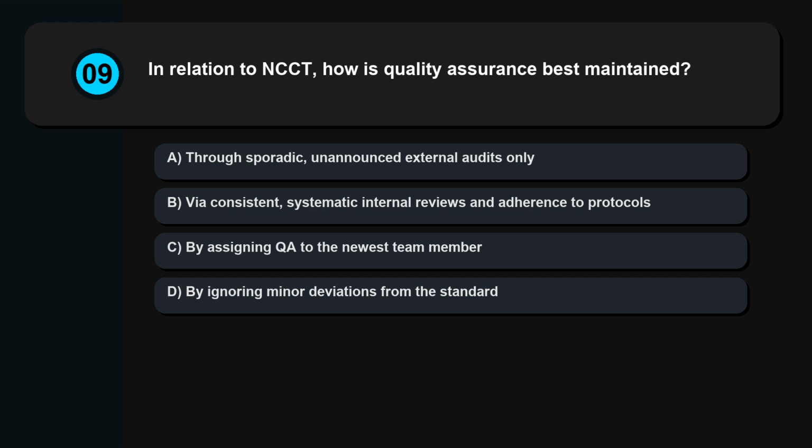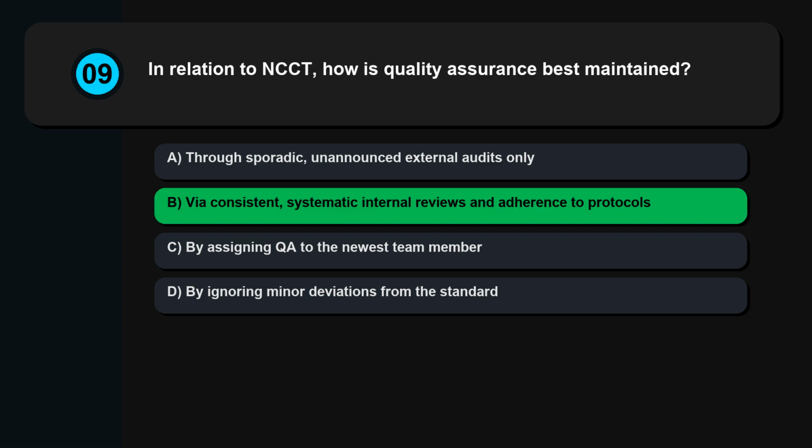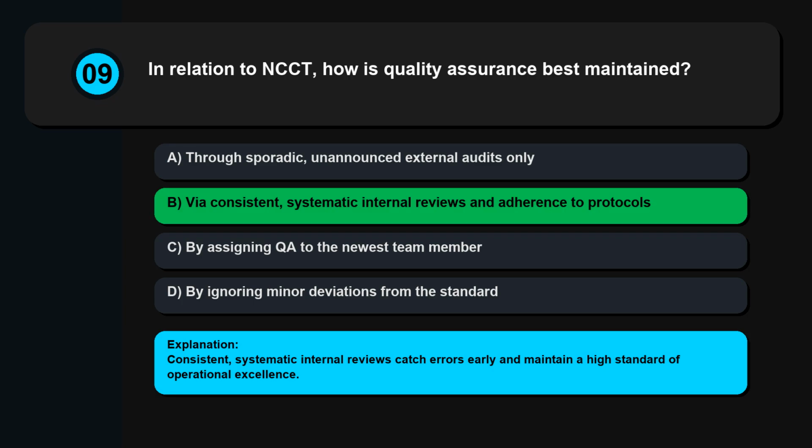Question 9. In relation to NCCT, how is quality assurance best maintained? Through sporadic, unannounced external audits only, via consistent, systematic internal reviews and adherence to protocols, by assigning QA to the newest team member, by ignoring minor deviations from the standard. Consistent, systematic internal reviews catch errors early and maintain a high standard of operational excellence.